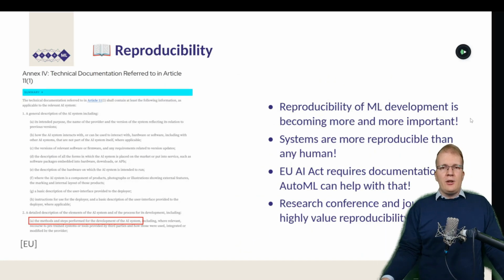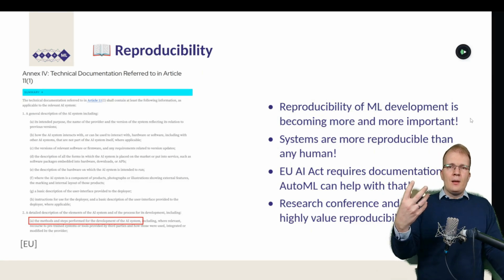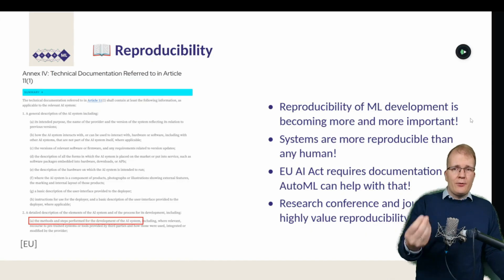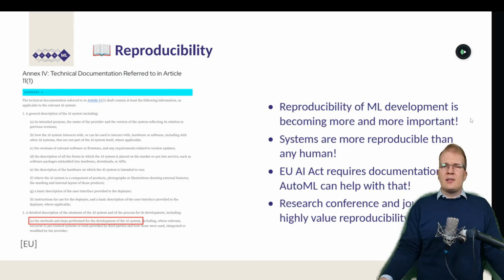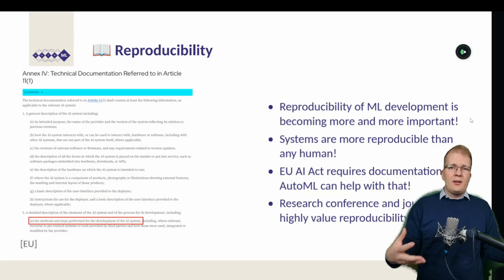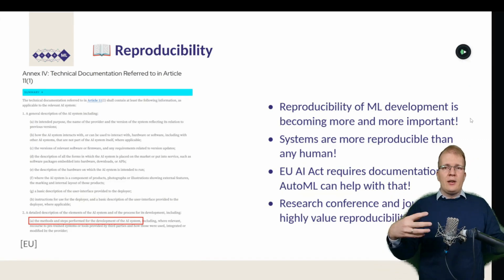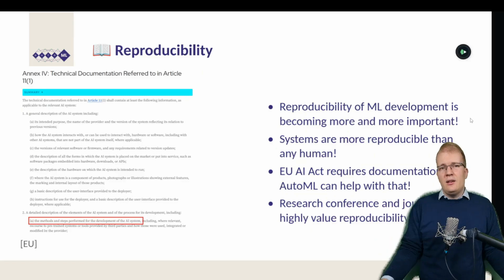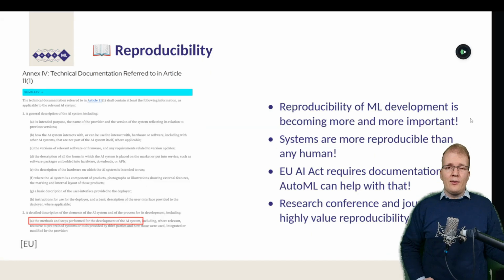Reproducibility, as I already mentioned, is getting more and more important, because systems are, first of all, more reproducible than humans. And second, the EU AI Act requires something like documentation of what was running when and what. Here AutoML can help you with all of these things. And again, from the scientific research perspective, research conferences and journals highly value reproducibility. So there are many reasons for using automated machine learning also in that respect.